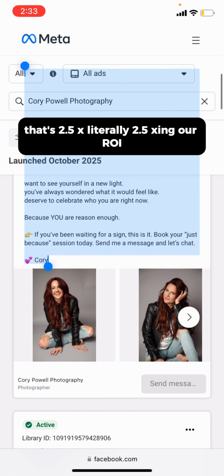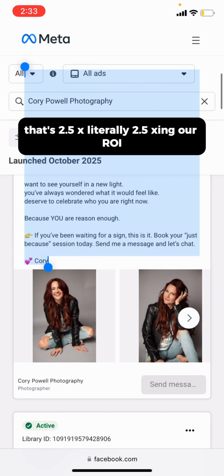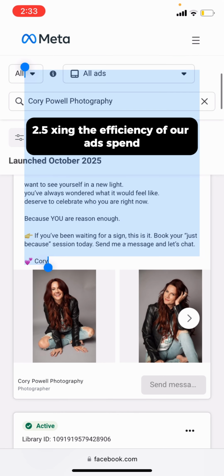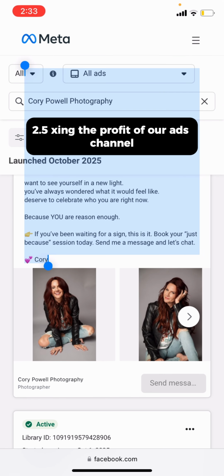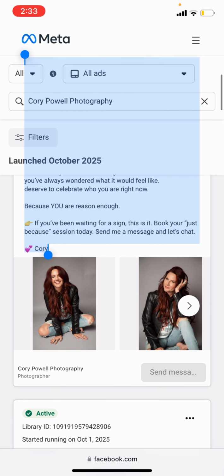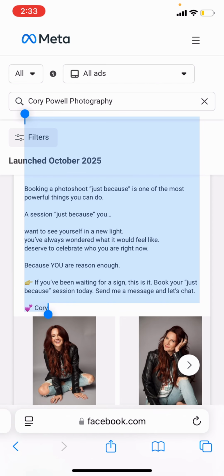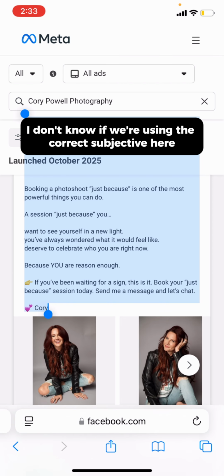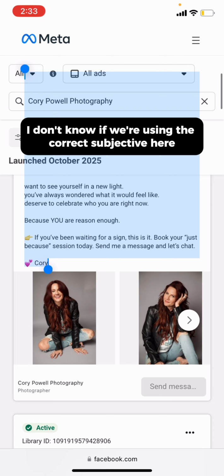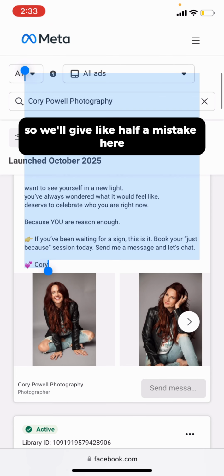That's 2.5x, literally 2.5xing our ROAS, 2.5xing the efficiency of our ad spend, 2.5xing the profit of our ads channel if we simply target buyers from the jump. Now, I don't know if we're using the correct objective here. I got no clue, so we'll give like half a mistake here.